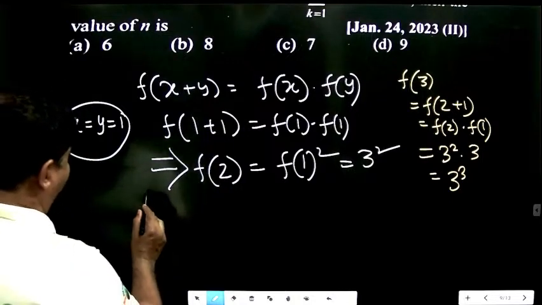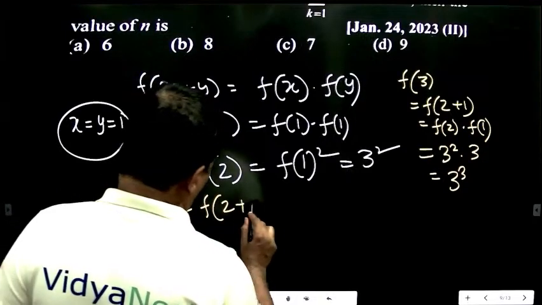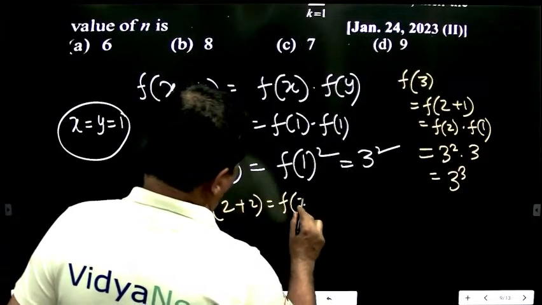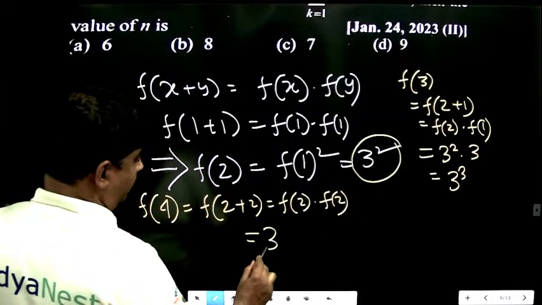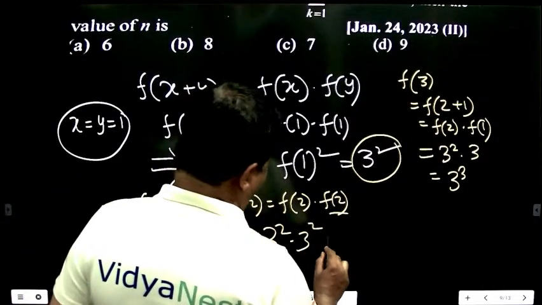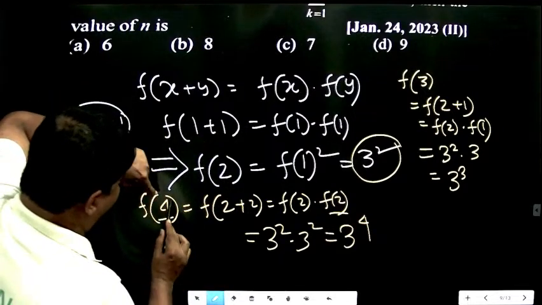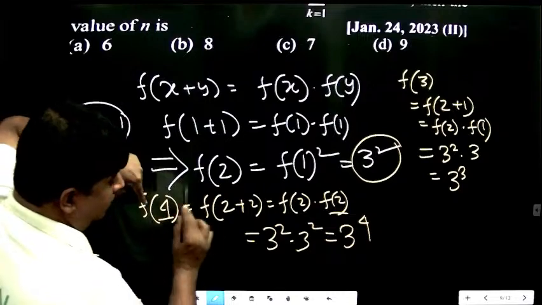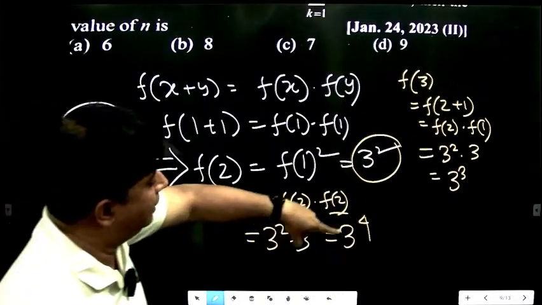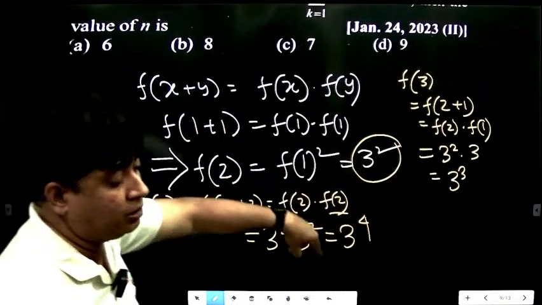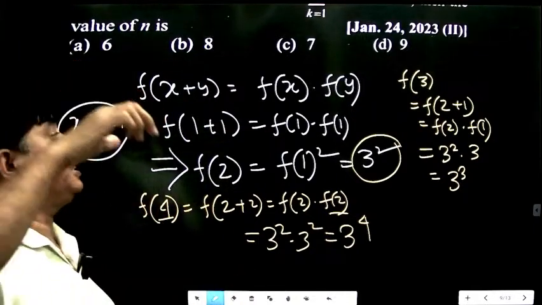देखो F4, what will be F4? F2 plus 2, F2 into F2. F2 a few minutes back was 3 square, this F2 is also 3 square, so 3 to the power 4. So whatever is found in place of x, that will become the power of 3. Had it been 100, 3 to the power 100. Had it been 1000, 3 to the power 1000. So we have got the propagation of a GP series.